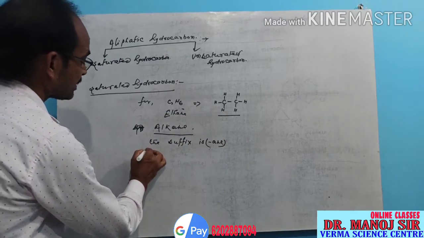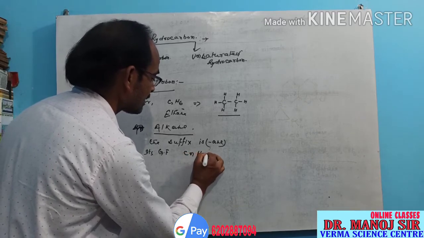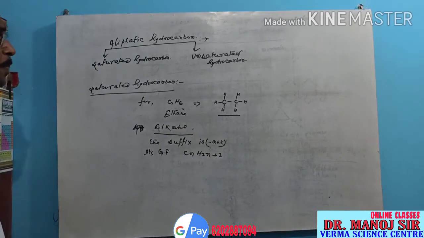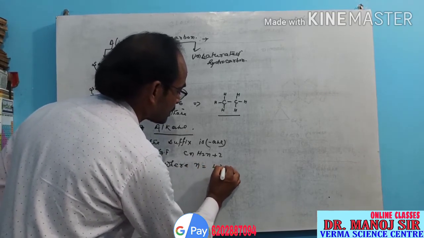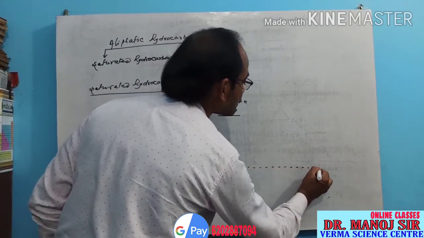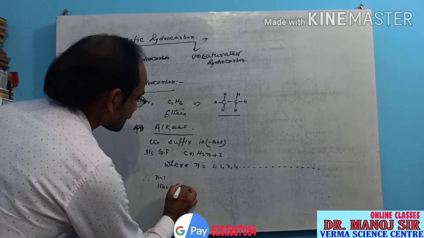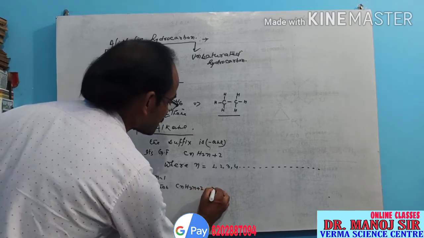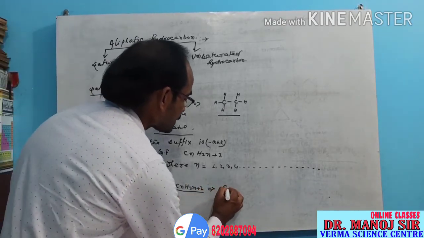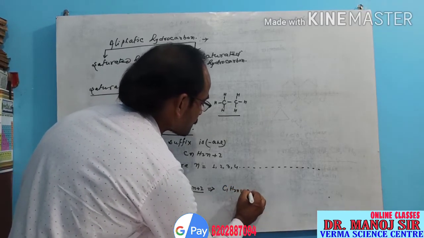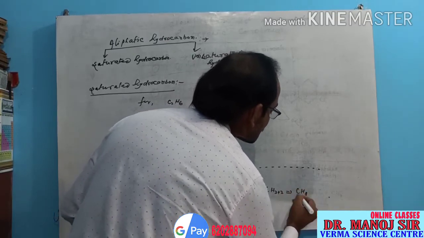Its general formula is CnH2n+2, where n equals 1, 2, 3, 4 and so on. Therefore, when we put n equal to 1 in this general formula, it produces C H2 into 1 plus 2, that is CH2+2, that is CH4. It is methane.